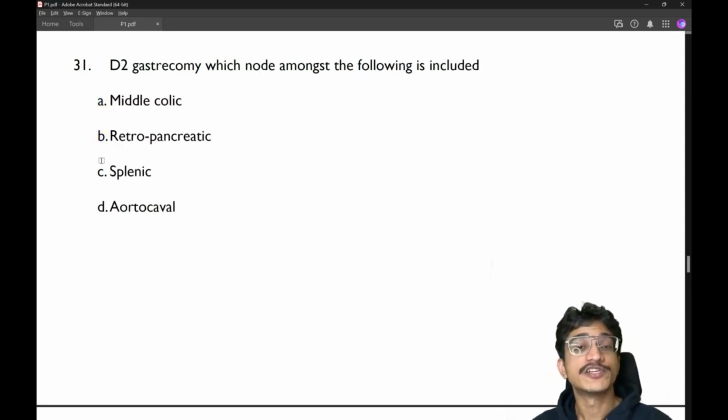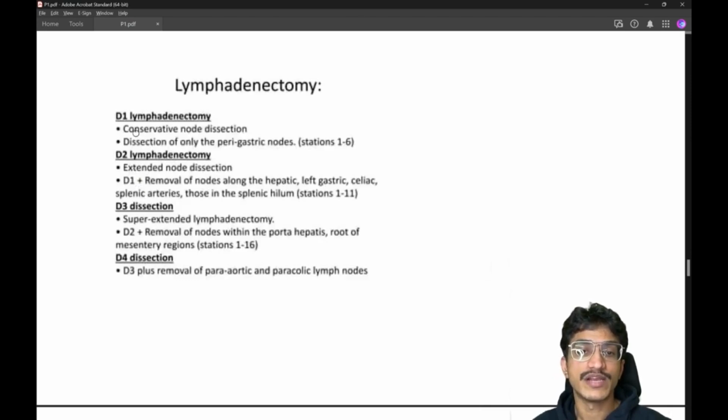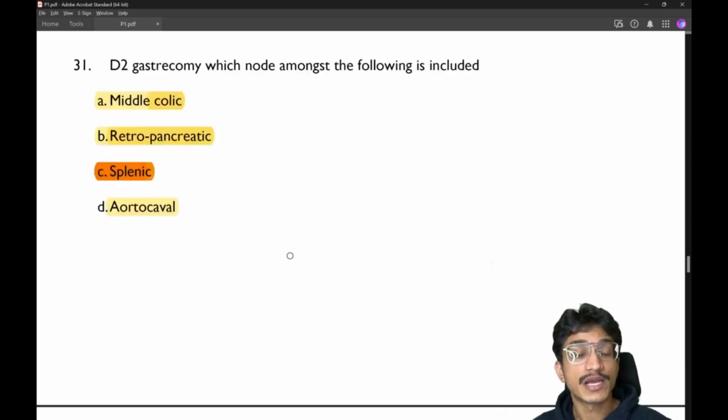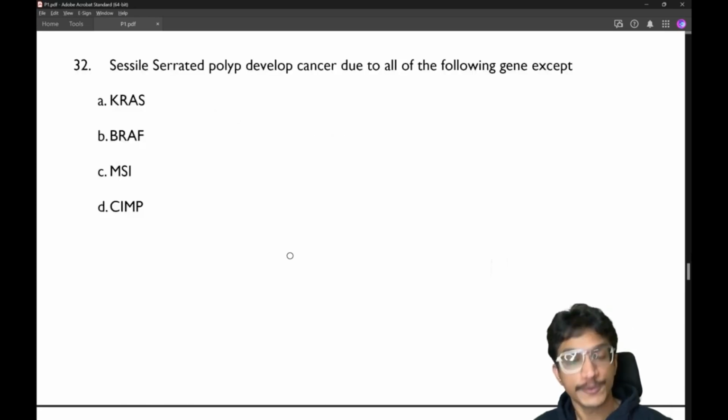D2 gastrectomy, which of the following is included? So splenic is included, middle colic we don't do in D2, retropancreatic we don't do, aortocaval we don't do, we only do splenic usually. So splenic is the answer. D1 is up to station 1 to 6, D2 is 1 to 11, and when we go up to 16 then it is D3. So middle colic, retropancreatic, aortocaval will not become a part of D2. Usually splenic is included in D2.